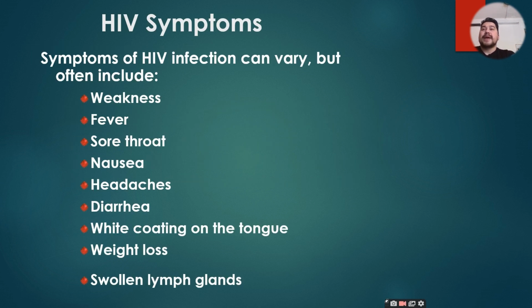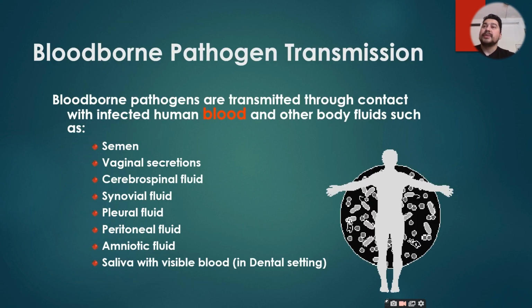What are the symptoms of HIV? The symptoms of HIV are weakness, fever, sore throat, nausea, headaches, diarrhea, white coating on the tongue, weight loss, and swollen lymph glands. So these are the symptoms of HIV.